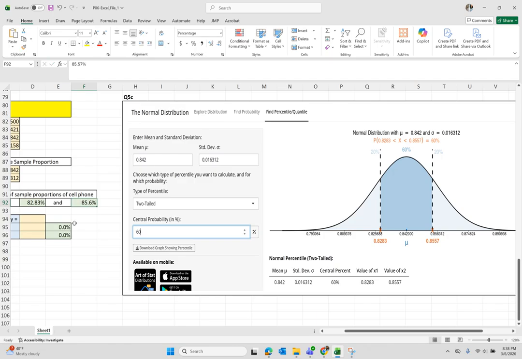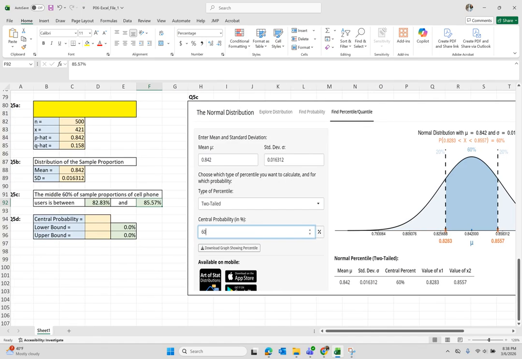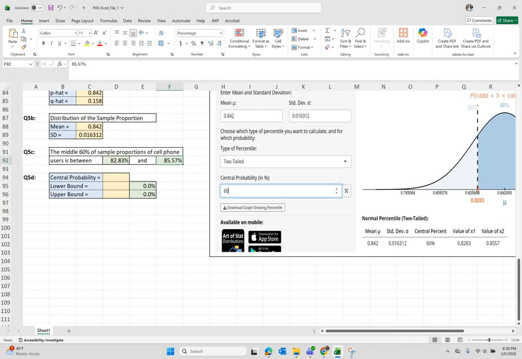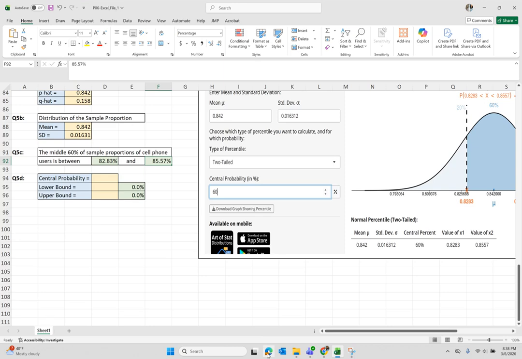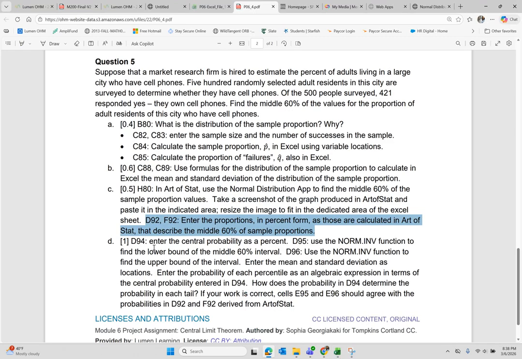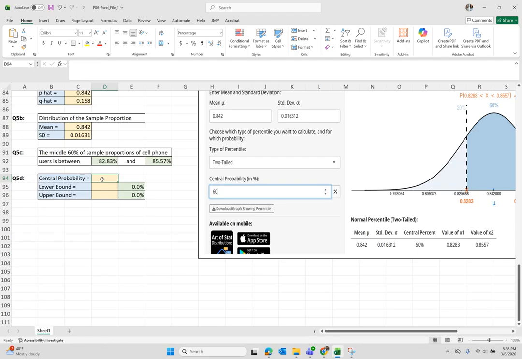And again, let's adjust with the increased decimal feature in Excel, the decimal, so that we have what we see in Art of Stat. So these are the answers that we copied from Art of Stat. And then part D will ask us to actually do these calculations in Excel. So enter the central probability as a percent. Remember, when you used Art of Stat, you had to give it the central probability, so either 60% or 0.60.